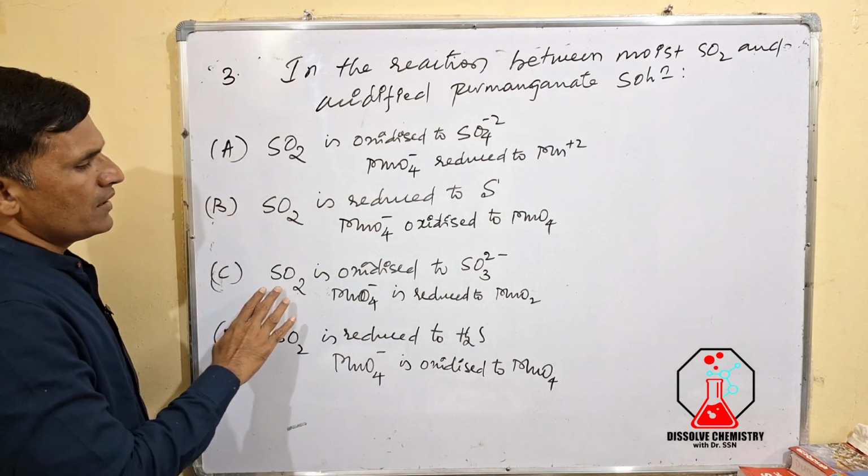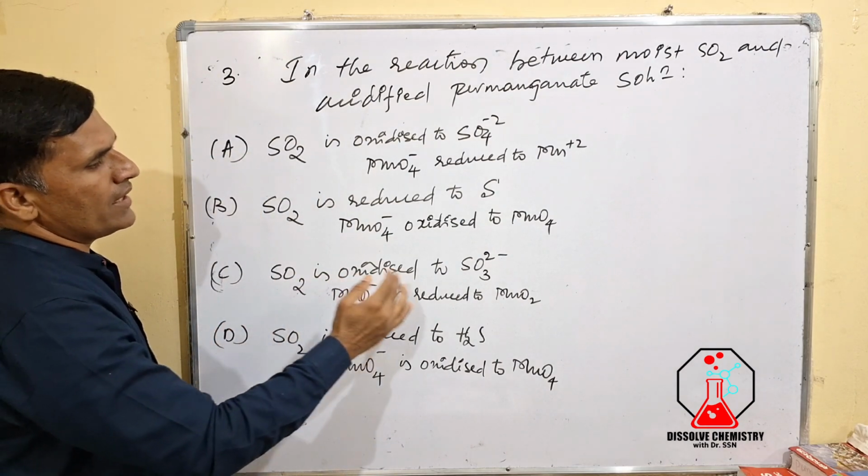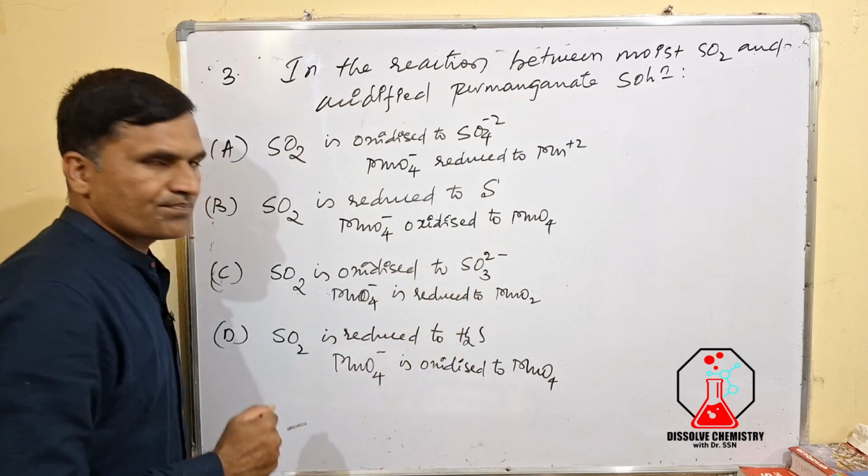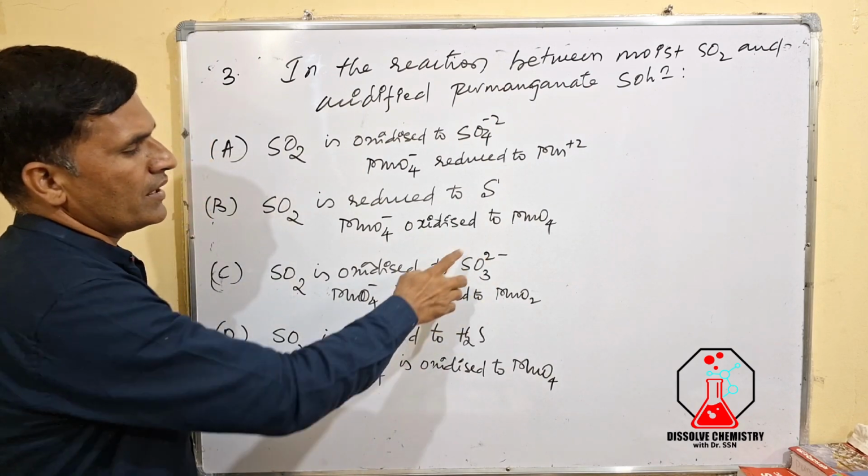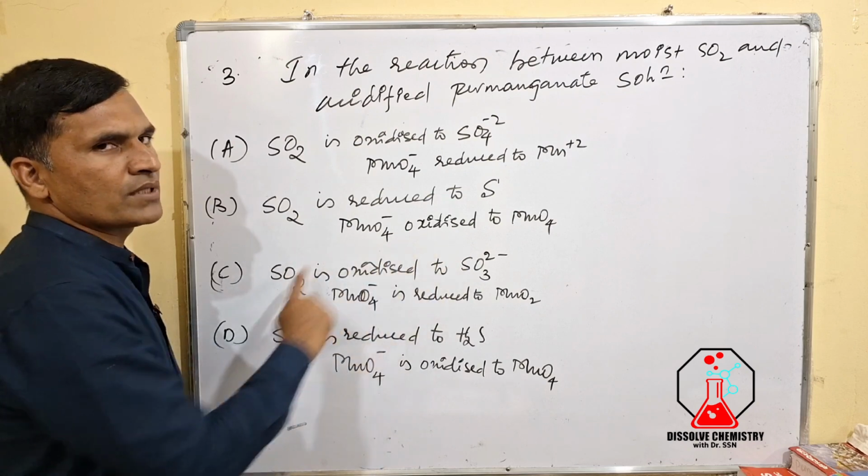Then the third one is: SO2 is oxidized to SO3 minus 2. So here you can see the oxidation state of sulfur in both the cases.